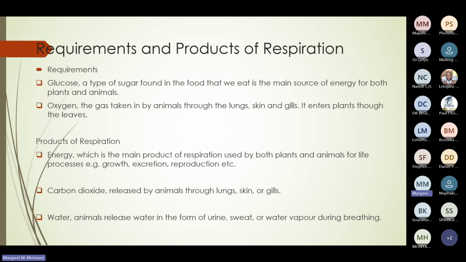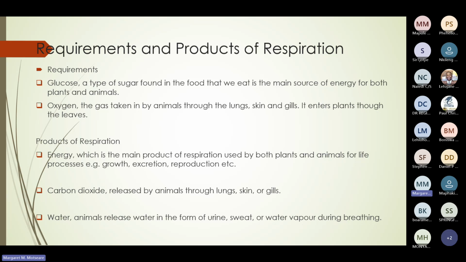We have already explained those life processes. For example, it is growth, excretion, reproduction, etc. There are seven life processes. So I just mentioned three of them. And then carbon dioxide is released by animals through the lungs, the skin, and the gills.